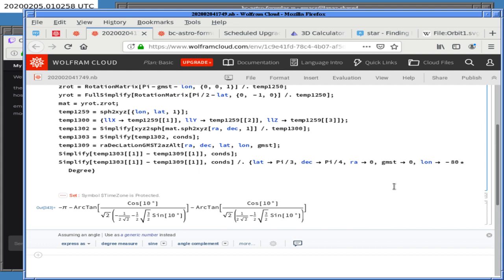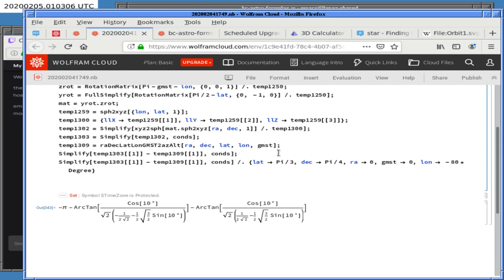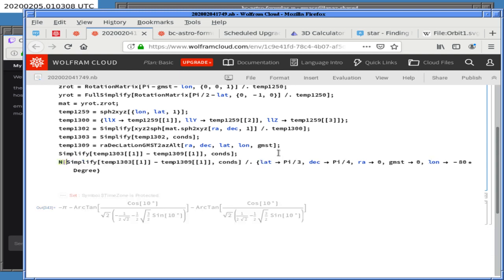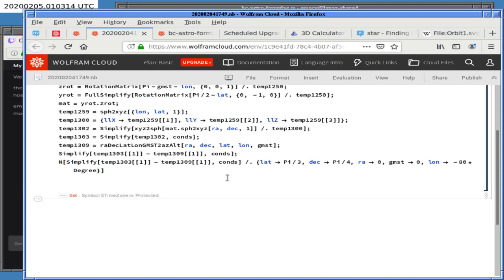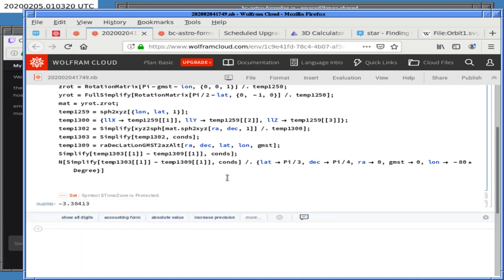Well, hang on. Is that number... Okay, well... Let's go ahead and numerically approximate it. I don't think it's 0. It's going to be like minus pi or something. Let's find out. Clearly not zero, not even close to zero. So we need to figure out what we're doing wrong here.